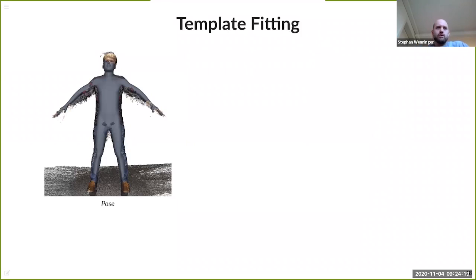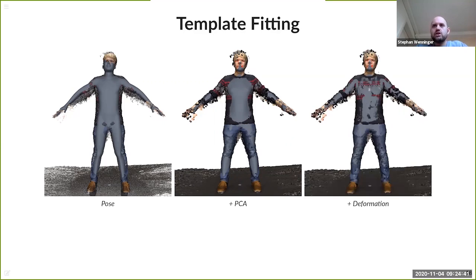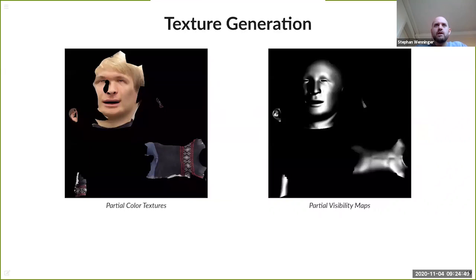Here you see the first step of the template fitting process. So we first try to optimize the pose of the template in order to match the point cloud. The second step additionally optimizes shape by using the statistical model that I showed earlier, which already fits more into the point cloud. And the last step is a fine scale deformation, which matches the dense point cloud even more closely. Details about this template fitting process can be found in the paper.